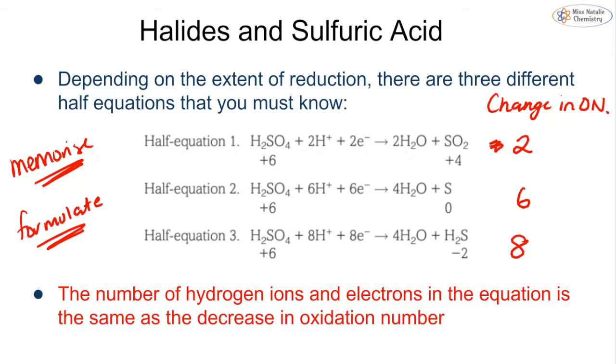And the number of hydrogen ions and the number of electrons in the equation shows the same as this change in oxidation number. So you can see when we change by 2, I have 2 hydrogen ions and 2 electrons.